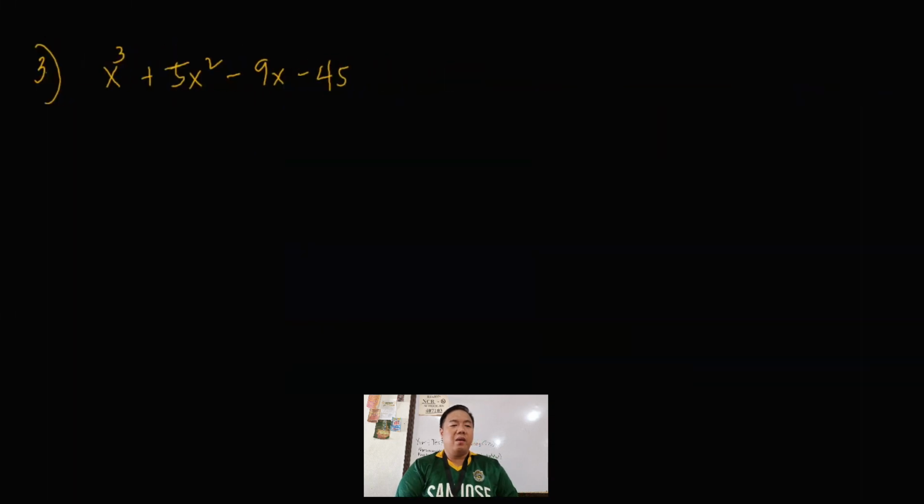Another example. We have here x cubed plus 5x squared minus 9x minus 45. Ang tanong, may GCF po ba?